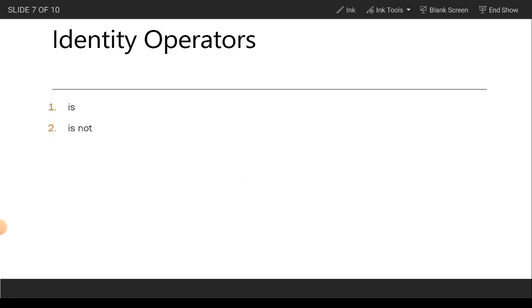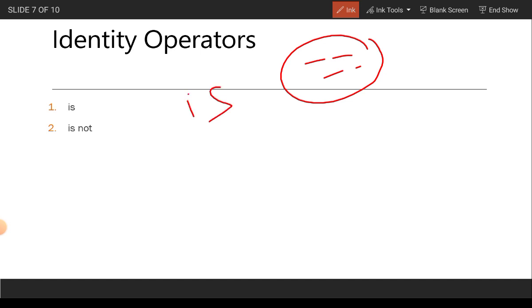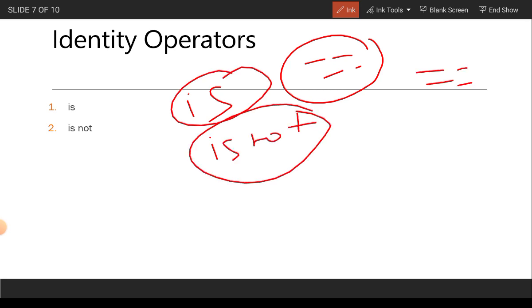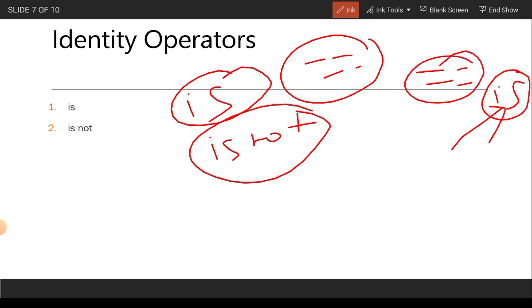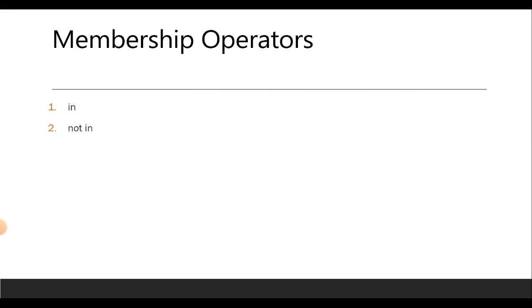Identity operators. We have seen equality operators, which are used to check whether two are equal or not. But what if we want to check if they are in the same memory or not, like both are identical as well as both represent the same thing? Then we use the is operator. And if we want to check if they are not the same, then we use is not. Like equal to and is are similar. The only difference is that it represents two things which have the same location as well as the same type. Okay, they are the identity operators. Okay, moving to the next slide.